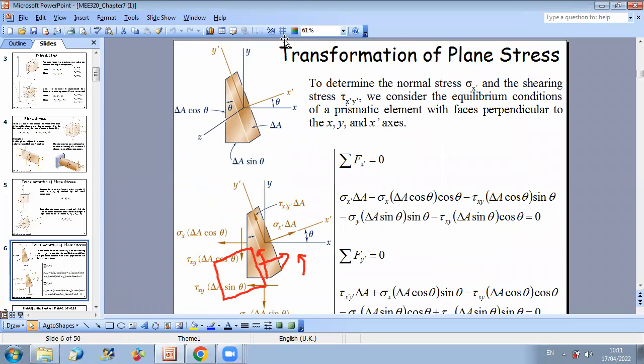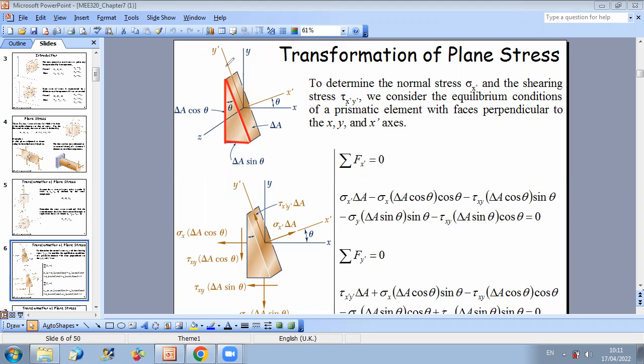So the idea is the following. If I take a triangular element, on these faces are one parallel to y, one parallel to x, while I have one of the faces of my triangle that is perpendicular to x prime, so parallel to y prime. So in this case, when I take the equilibrium of this element, I will be able to relate stresses in x and y to stresses in plane y prime, normal and along y prime.